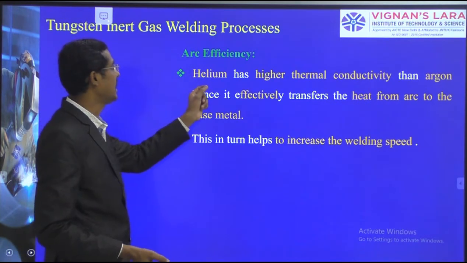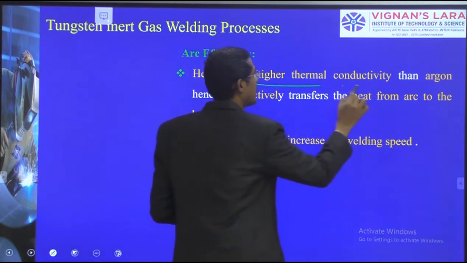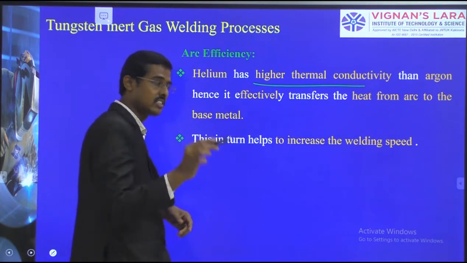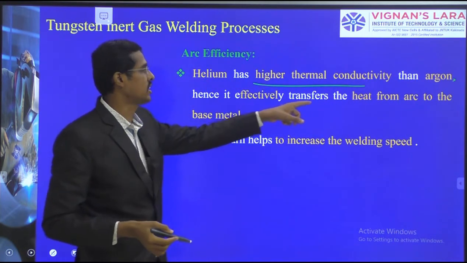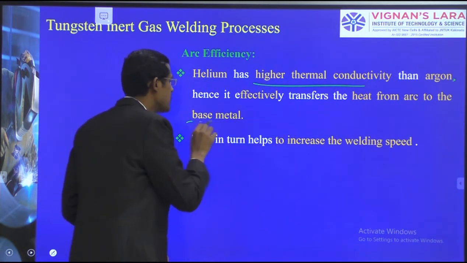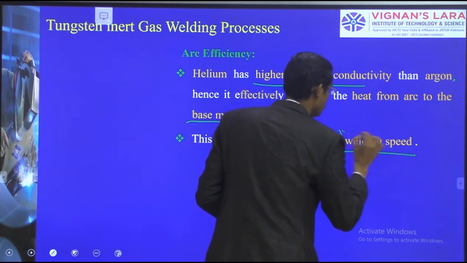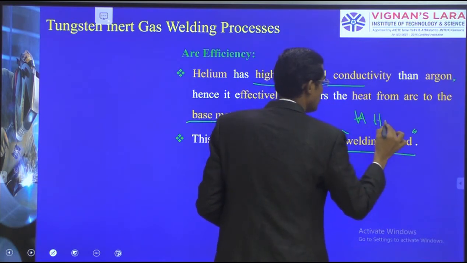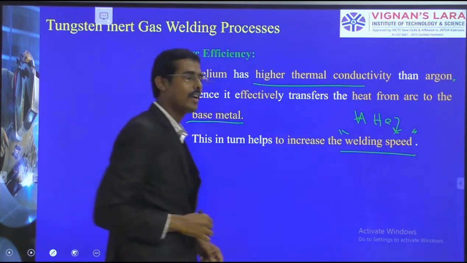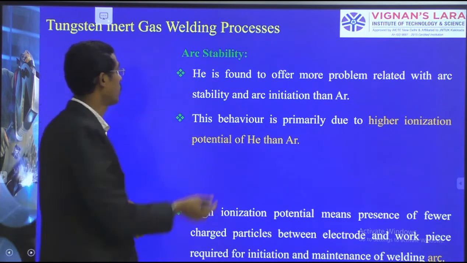Arc efficiency: helium has a higher thermal conductivity. We have seen that helium has a higher thermal conductivity than argon, and hence it effectively transfers the heat from the arc to the base material, which helps to increase the welding speed. This we know. So helium is increasing the welding speed.